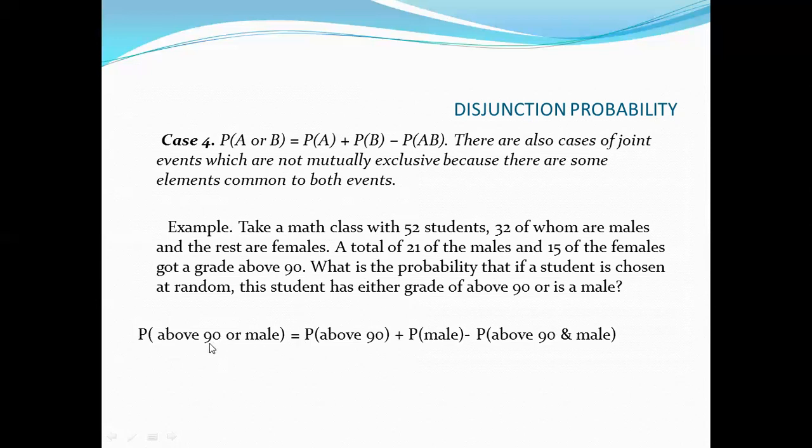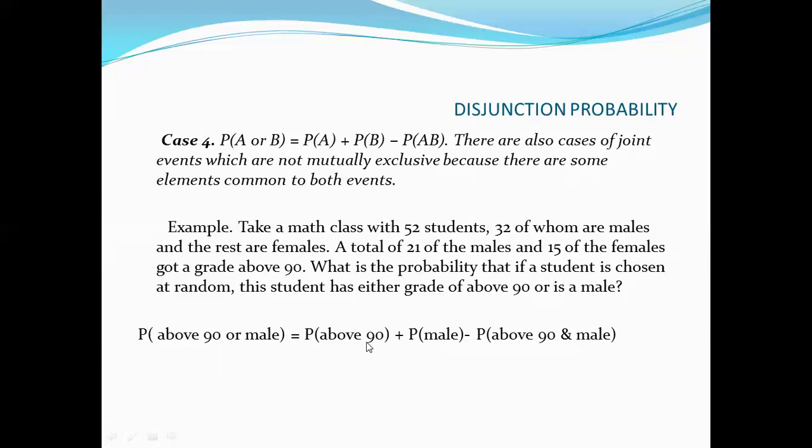Okay, take note. We're getting the probability that the student we're going to choose has a grade of above 90 or male. So how do we do this? Take note, we have a probability of an event which belongs to both, so it can be A or B. In this case, our student or respondent can have a grade above 90 and, at the same time, be male. So how do we get the probability?